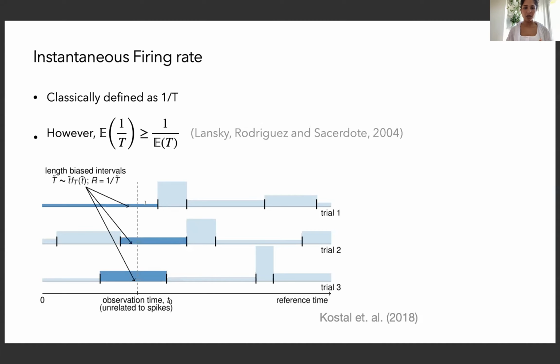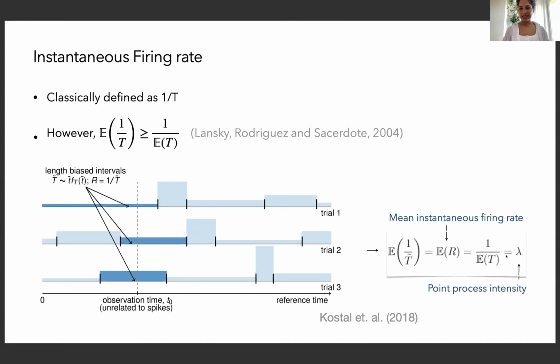In simple terms, the longer the interspike interval is, the higher the probability that we're going to encounter it. The intervals that we observe are termed length-biased intervals, because their length actually impacts whether we observe them or not. These are depicted as T tilde, and the instantaneous rate, which I'm going to call R, is equal to 1 over the length-biased interval instead of just 1 over the interspike interval.